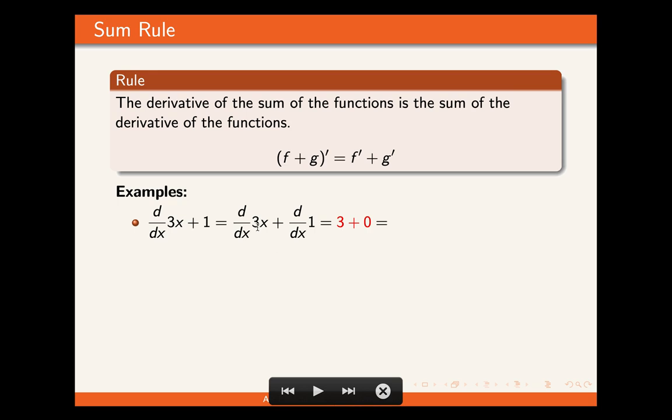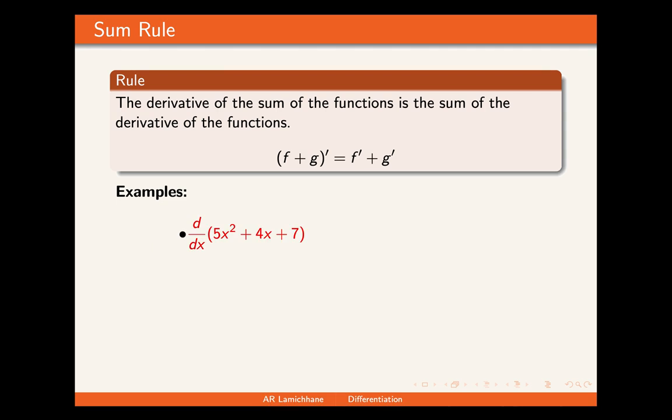So find the derivative of 3x, find the derivative of 1, and then whatever comes up, add them together. The derivative of 3x with respect to x will be, by using the constant multiple rule, we can take 3 out, and the derivative of x with respect to x is 1, so 1 times 3 will be 3. And the derivative of 1, since 1 is a constant, because of the constant rule, is 0. So if you simplify, we get 3 as the derivative of this function 3x plus 1. Let's try to see another example.